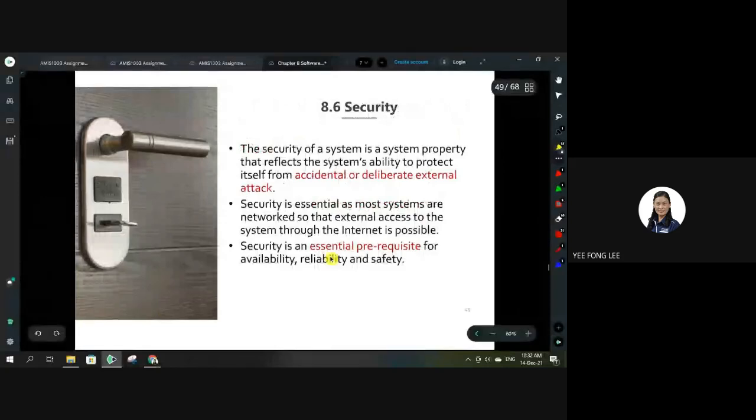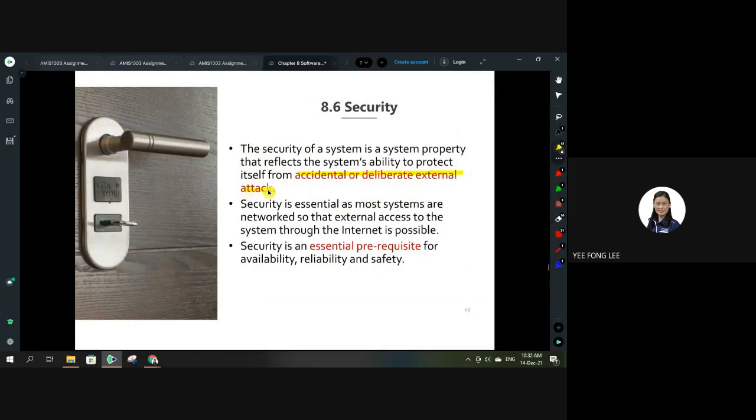Going to the notes here. Security is a system property that reflects the system's ability to protect itself from accidental or deliberate external attack. It is essential as most systems are networked, so access through the internet is possible. So this one is external attack.